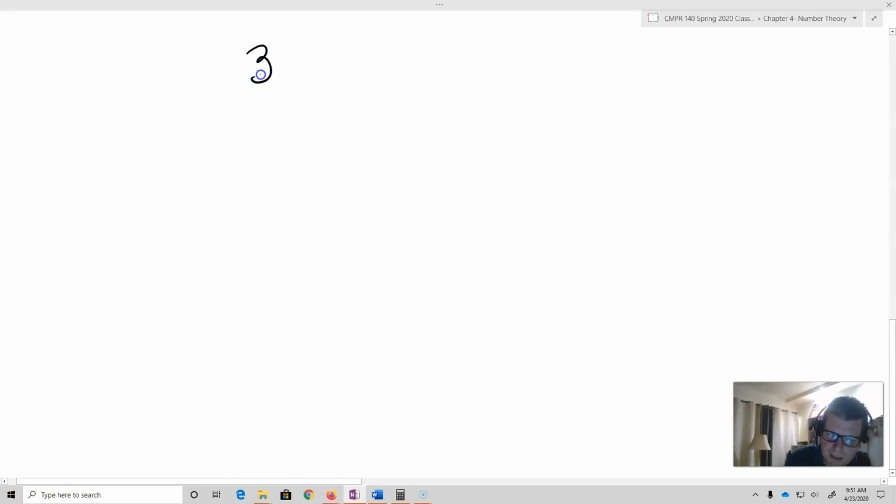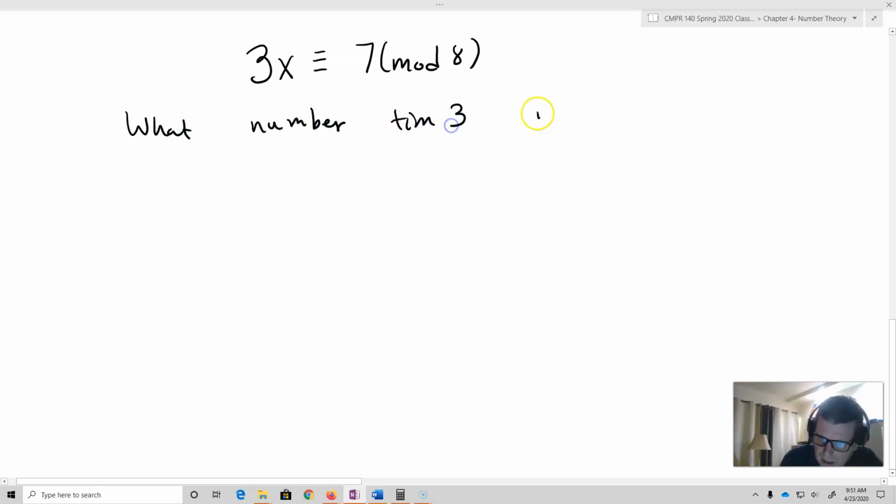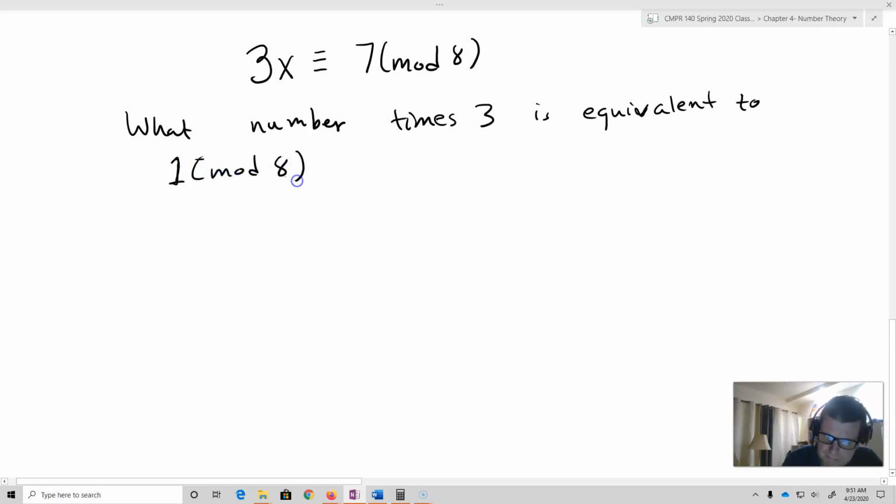We wanted to say 3x is equivalent to 7 mod 8. And so what I need to do is figure out what number times 3 is equivalent to 1 mod 8. So one of those 1 mod 8s. So I'm going to try it out. I'm going to see which ones it is.